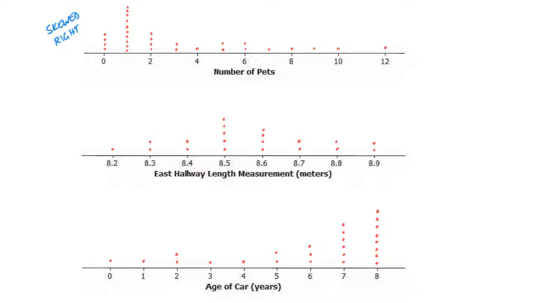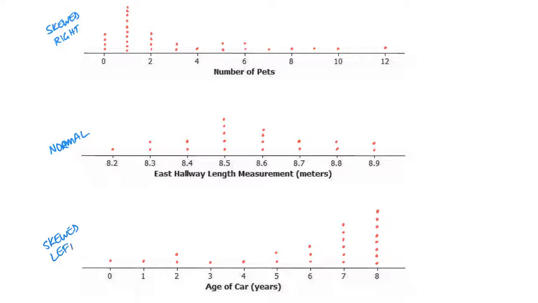And then in this middle piece, we have more of a bell shape. So we're going to call this one normal. This is going to be important. And then for the last one, we see that most of the data is on the right with a tail on the left. So we're going to call this skewed left.